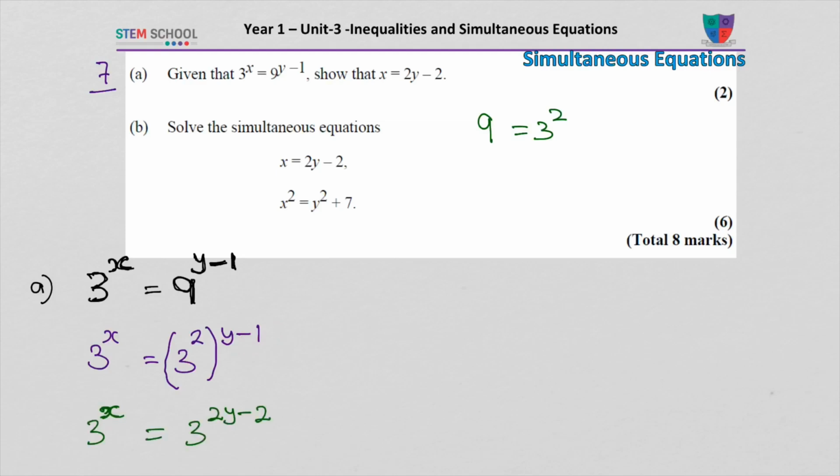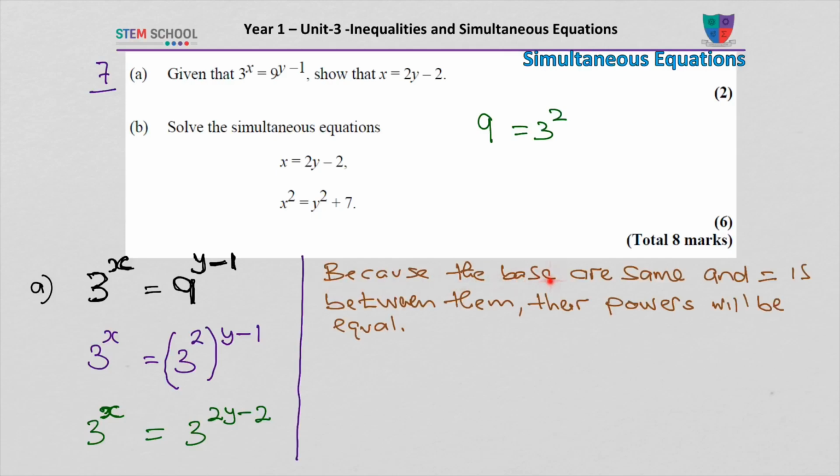That becomes 3 to the power 2 times y and 2 times minus 1. Because the bases are the same and there is an equal sign between them, their powers must be equal. Therefore, x is equal to 2y minus 2. Hence, we've just shown that x equals 2y minus 2.